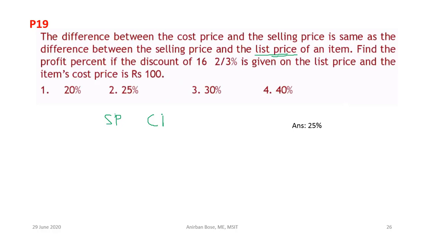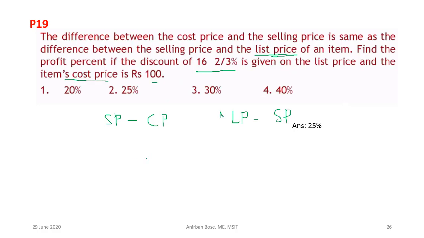It is given that the difference between the selling price and the cost price is the same as the difference between the selling price and the list price. Say the list price is LP and the selling price is SP, then this difference is the same as this difference. Find the profit percentage if a discount of 16 2/3% is given on the list price and the item's cost price is rupees 100.